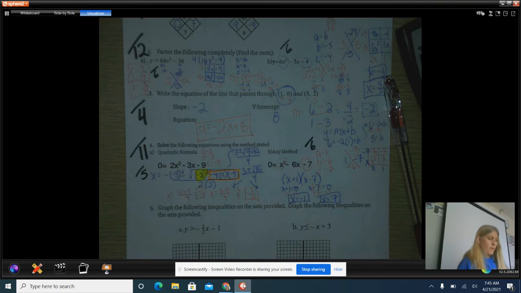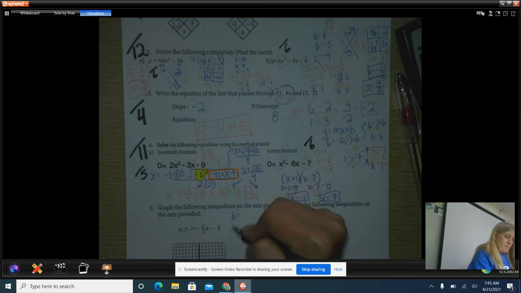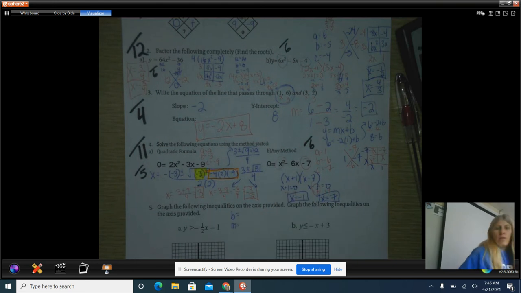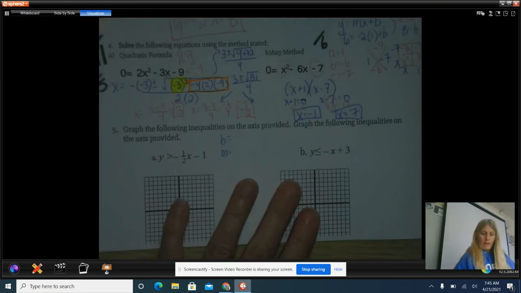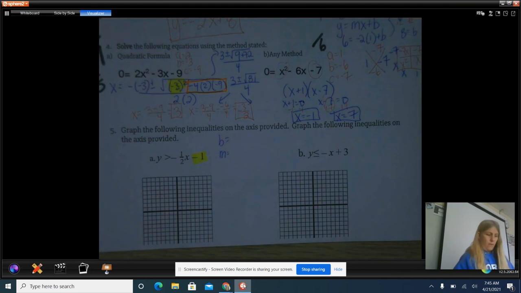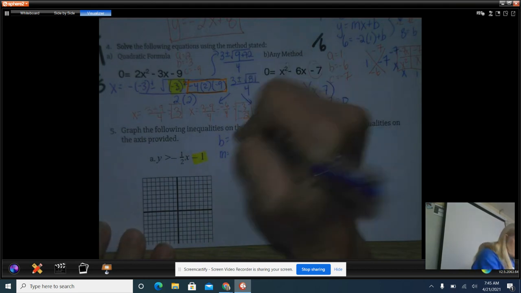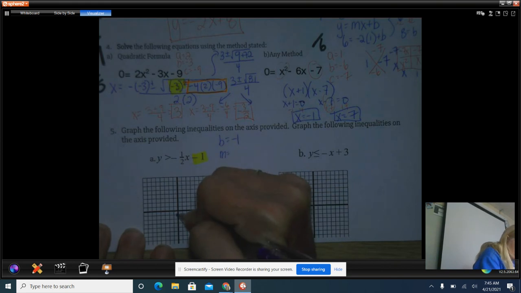Okay, so that's kind of our review little section, and now we're working on those items that we have been working on this chapter for inequalities. So our first piece of information to graph this is we need to know the slope, and we need to know, in addition to your slope, your y-intercept. So our y-intercept in this case is -1.